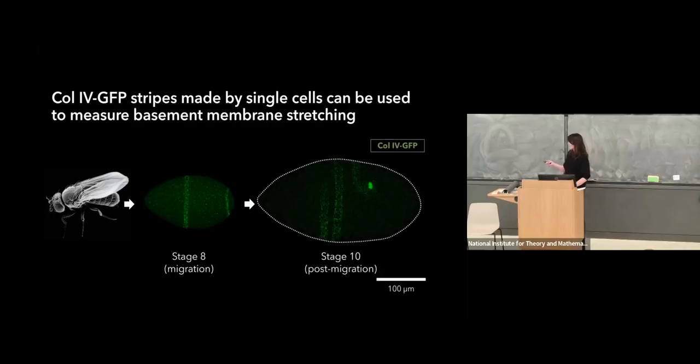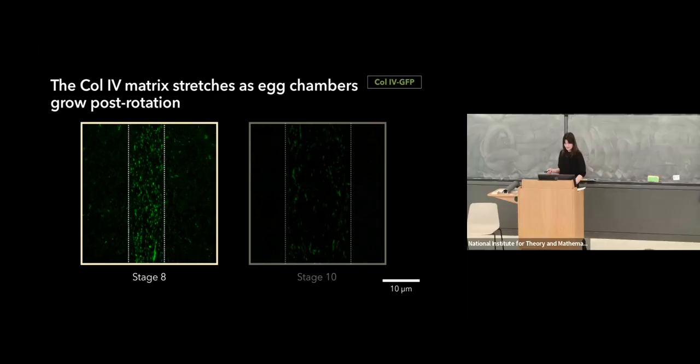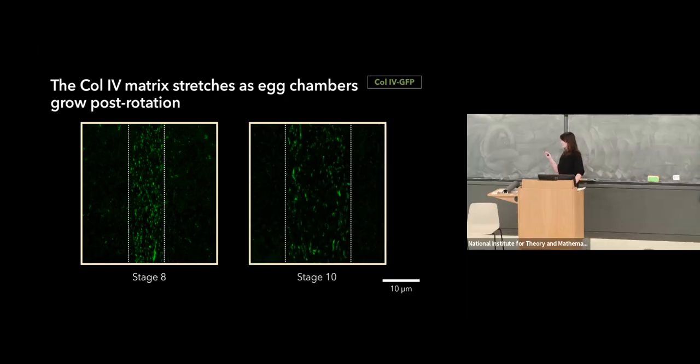So here's what these look like in an actual egg chamber. At stage 8, this is right when migration ends, and then also stage 10, this is post-migration. And if we zoom into these stripes, we'll see that they start off about 10 microns, or 1 cell width wide, and those little bits of fluorescent collagen are really close together. But then if we look at them at those post-migration stages, not only is that stripe now about twice as wide, but the little bits of GFP-tagged collagen are spaced much further apart, confirming that, indeed, the matrix is actually stretching over the course of development.